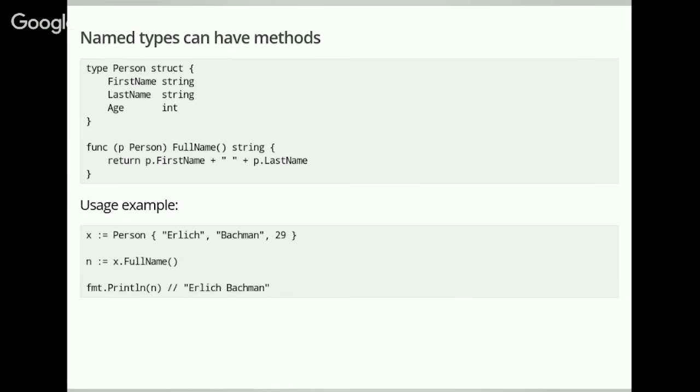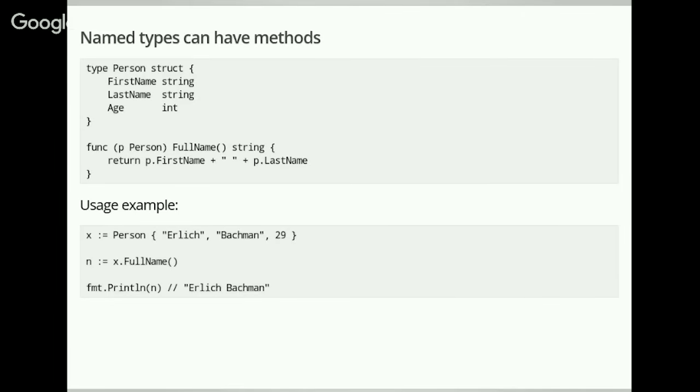And the receiver is this first argument, which is kind of in the middle between the func keyword and the function name, full name. And that's kind of what you can think of as this in Java, or in any other language, maybe. It's the this parameter. So we're returning P first name plus space plus last name. And P is this, so the current object.